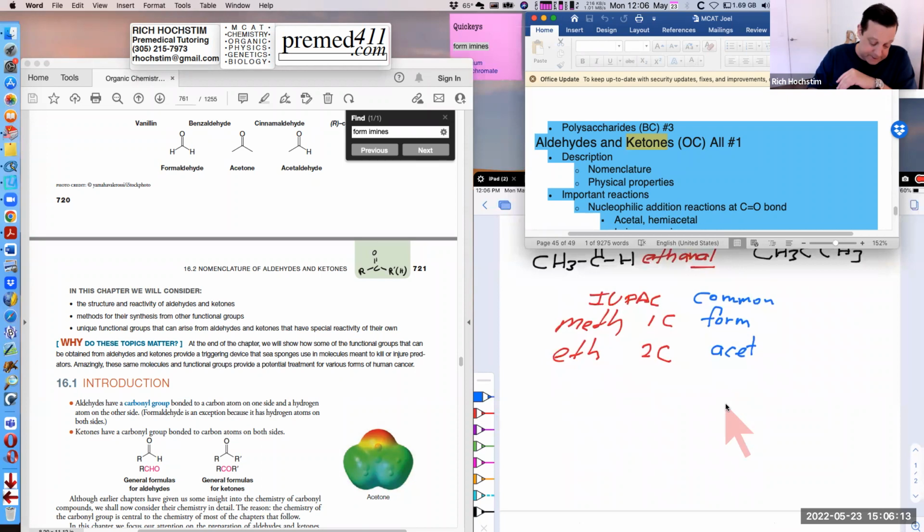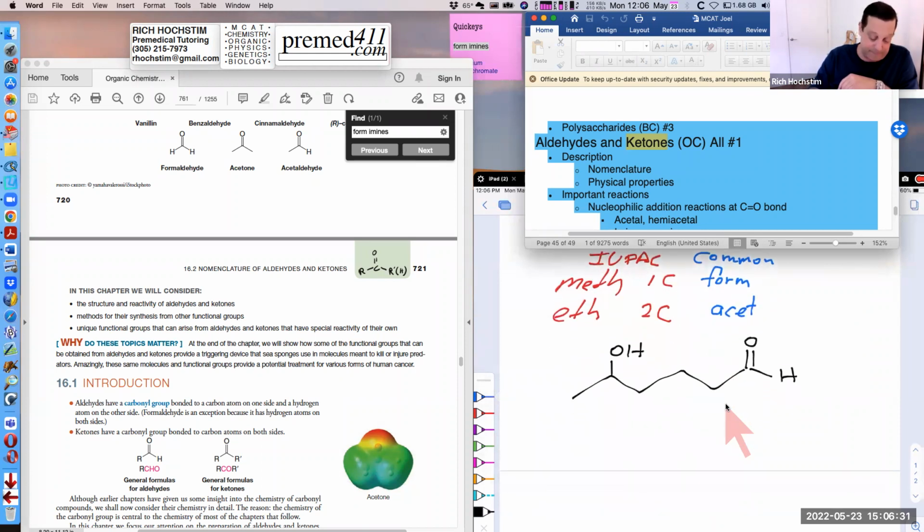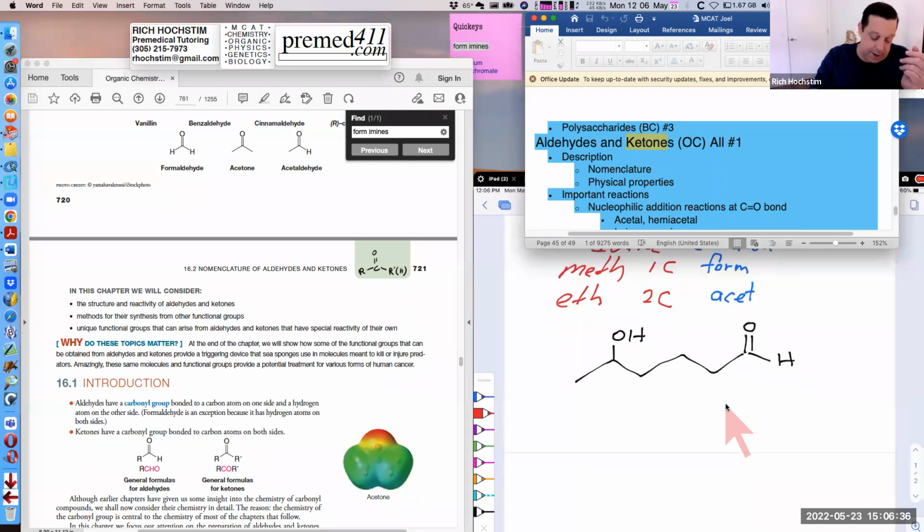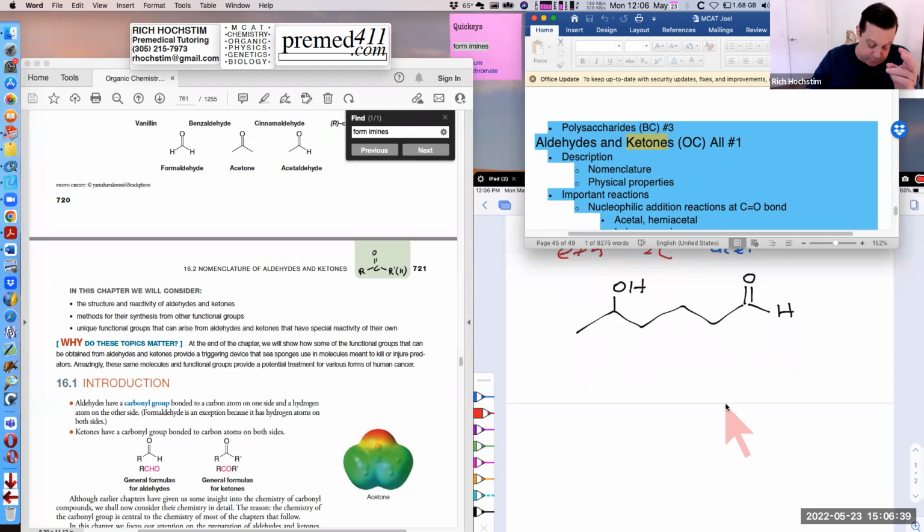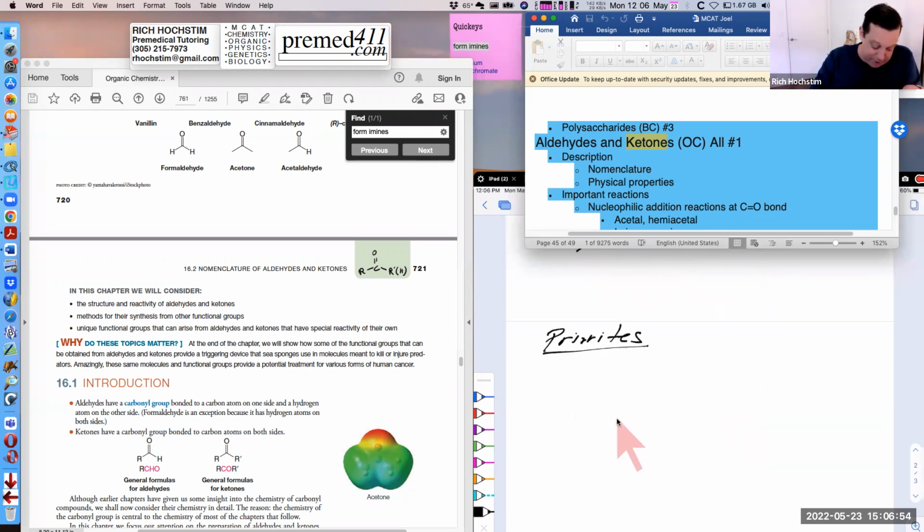Now, if you have a long chain like this, a semi-long chain, and let's say that this will be an aldehyde here, and let's say that here we're going to put an OH, and we want to name this. We're going to number it from the end with the aldehyde. The reason we're going to do that has to do with priorities. These are naming priorities, and this applies not only to aldehydes and ketones, but to everything.